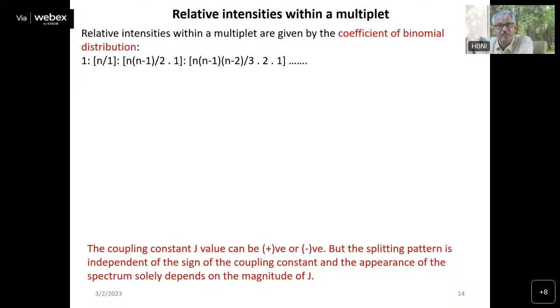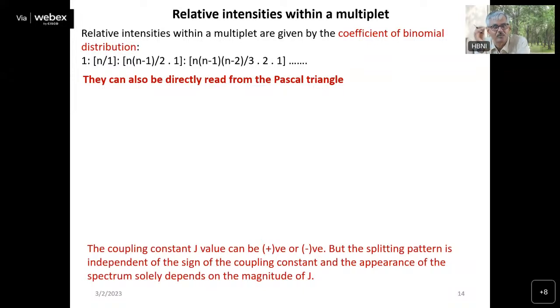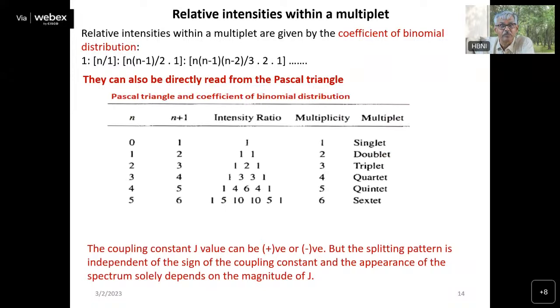So there is a mathematical way to represent what should be the relative ratio of each peak in a multiplet. They follow the coefficients of the binomial distribution, which I have shown here: 1, n, n into n minus 1 by 2, and so on. So it is the coefficients of the binomial distribution, and you can also very easily follow it from the Pascal triangle.